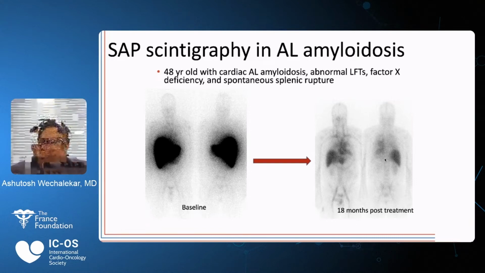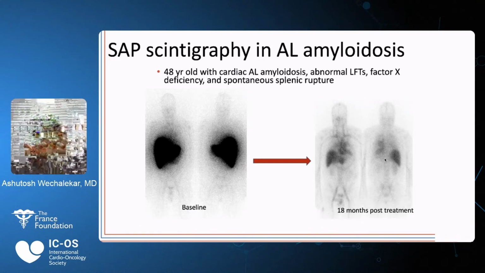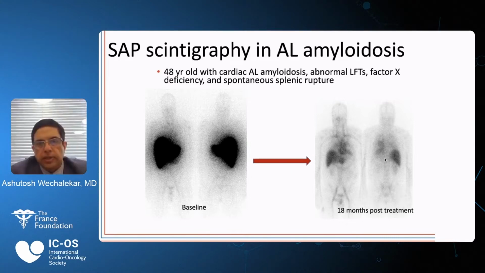There's a hint of uptake in the kidneys, and then you can see a normal blood pool signal in the heart. So we can use this scan to track his amyloid deposits, and then we can repeat these scans in the future to see whether the amyloid deposits are getting better or worse. Next slide, please.